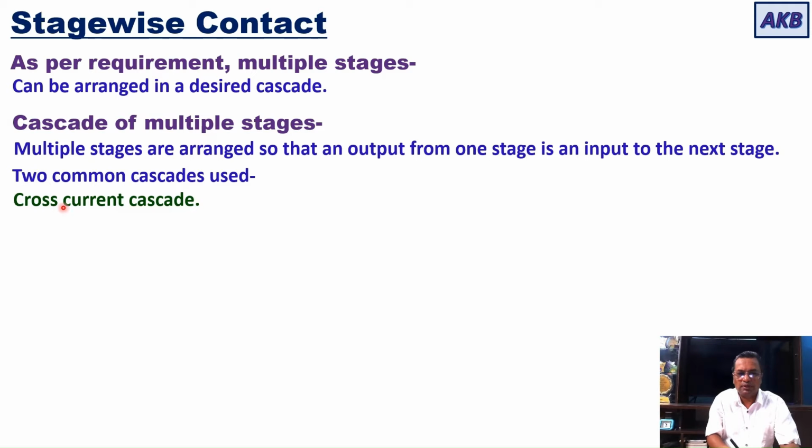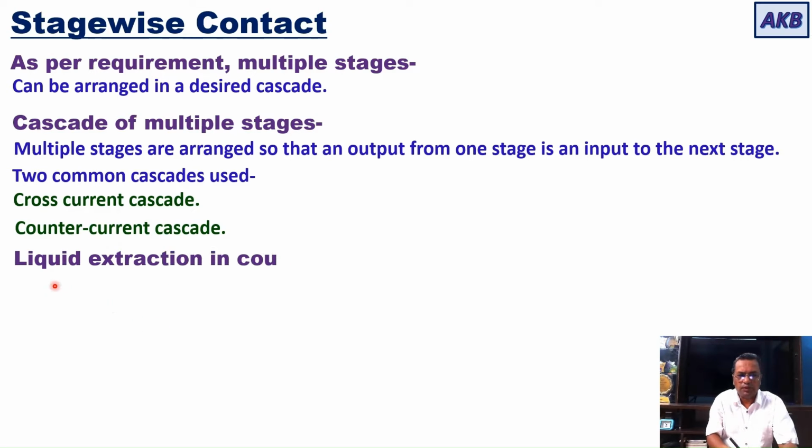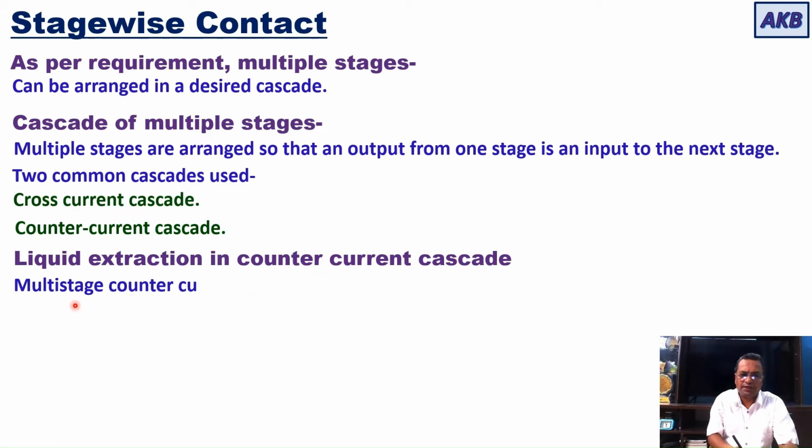So one is the cross-current cascade and the other one is the countercurrent cascade. And today we are discussing the countercurrent cascade, the liquid extraction that is carried out in a countercurrent cascade. We can call it multi-stage countercurrent liquid extraction.